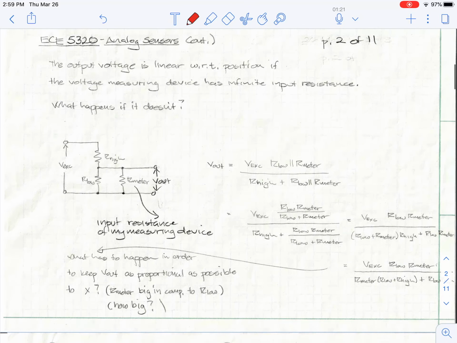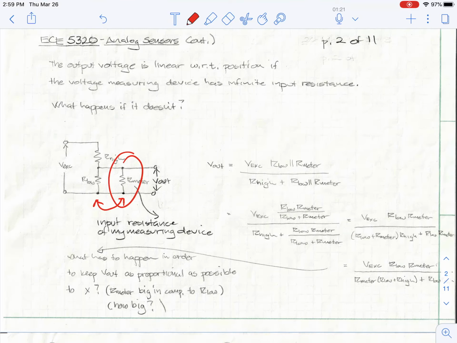Okay, so the output voltage is linear with respect to position, but I have to measure this with some device. And so this measurement resistance is called input resistance of my measuring device. I'm calling it R meter. And so I've actually placed these two resistors in parallel, which changes their value and which changes the linearity of the device. And just qualitatively, what I'm going to have to do is keep R meter high.